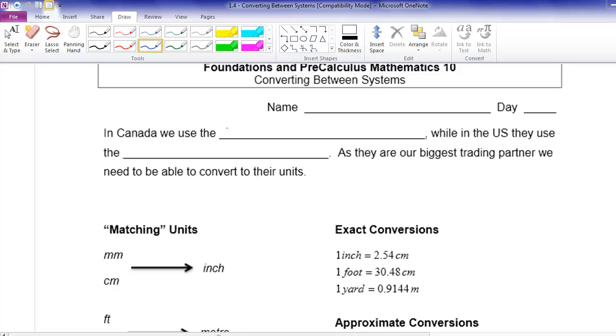Okay, so here's our last video on our first unit of measurement, and we're going to be looking at converting between the imperial and the metric system. So as we know, in the Canadian system, we use the metric or SI system. Well, in the US, they use the imperial system.